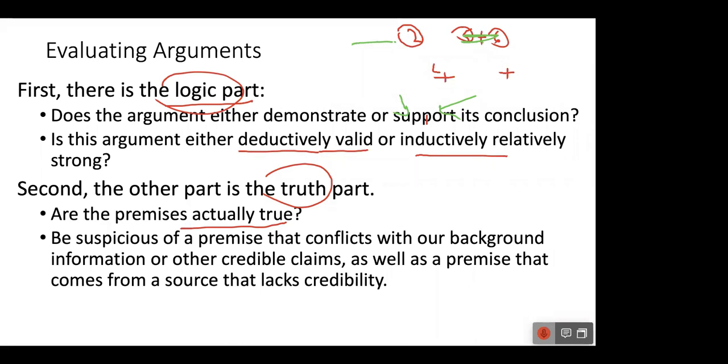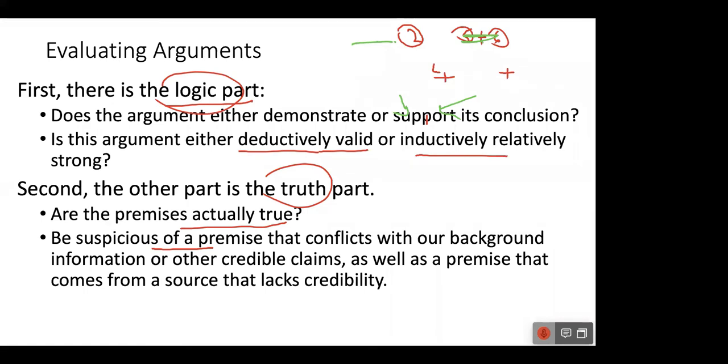So be suspicious of a premise that conflicts with our background information or other credible claims, as well as from a source that lacks credibility. And so when we dealt with the deductive argument, Clinton is taller than Bush, well, it's either yes or no, right? You measure them, and you see who's taller. So that's easy to find out whether it's true or false, okay? But in terms of inductive arguments, we have to use our baseline knowledge of the world.